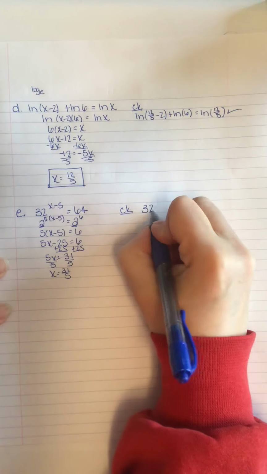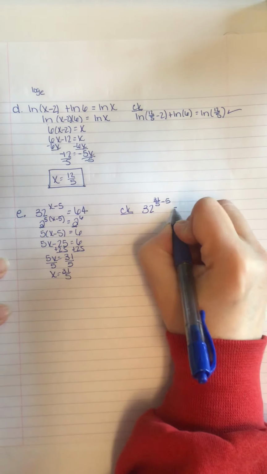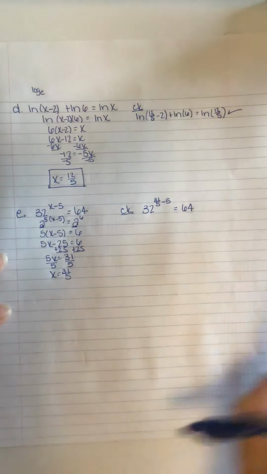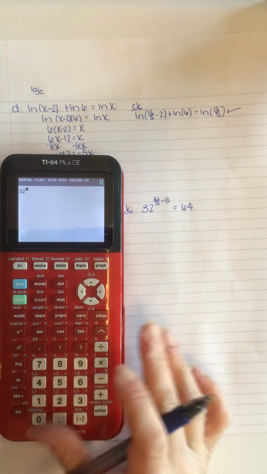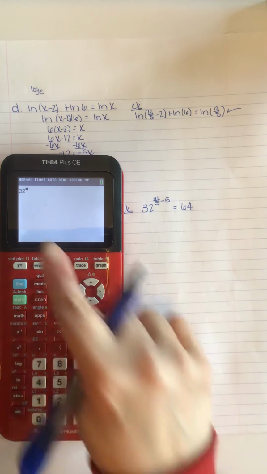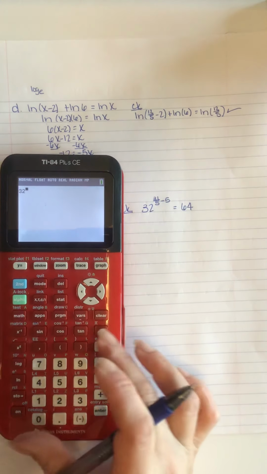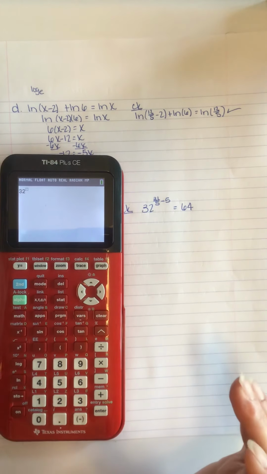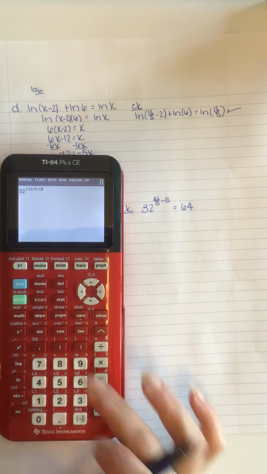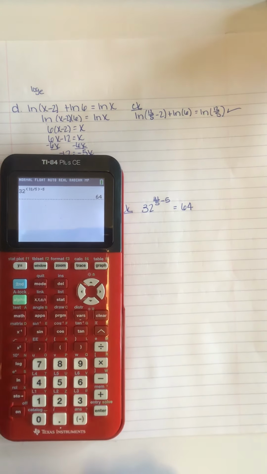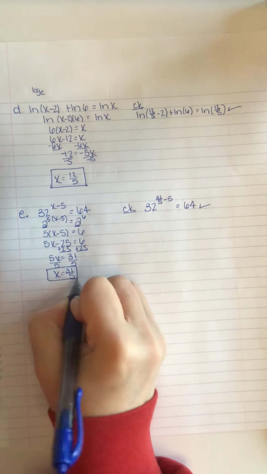Here we'd have 32^(31/5 - 5). Does this equal 64? Now some of you are going to have to use more parentheses because you don't have the calculators that make the exponents stay up in there. So if you don't, make sure you use your parentheses around the whole exponent. In this case, we just have to do 31/5 minus 5, and that is 64. Therefore, this is our solution.